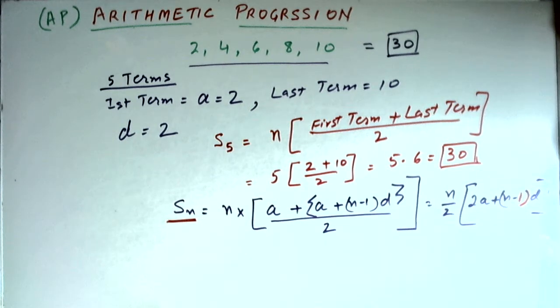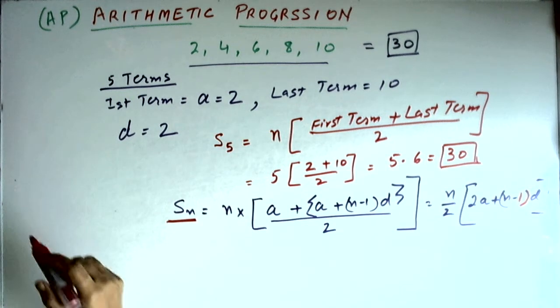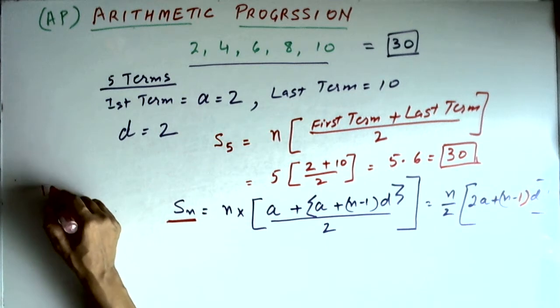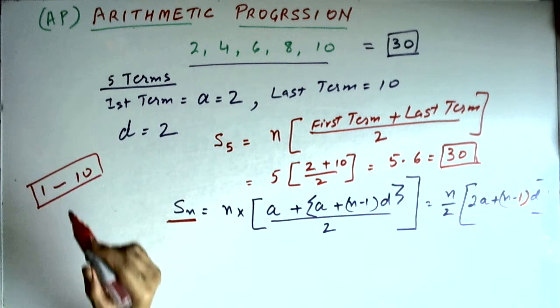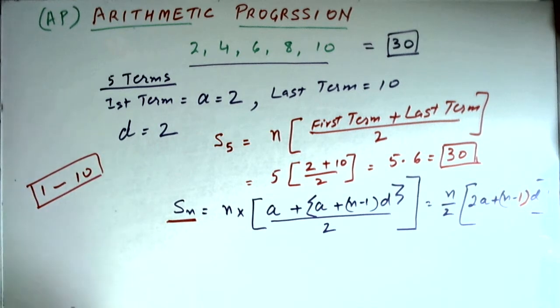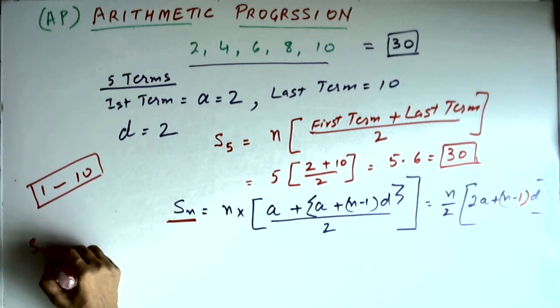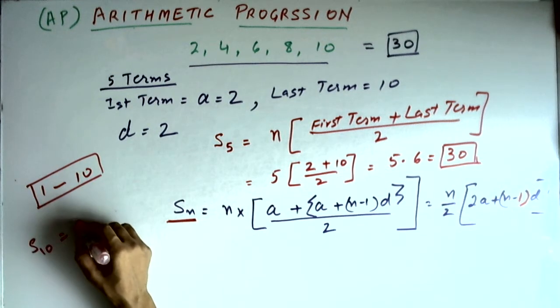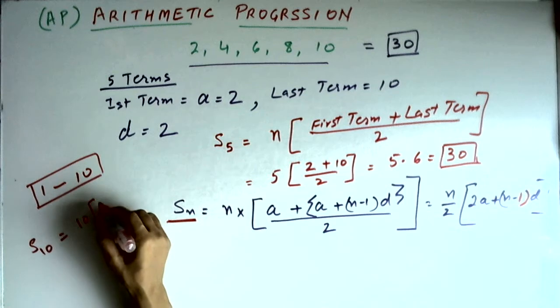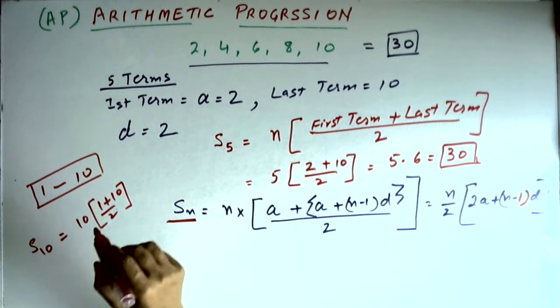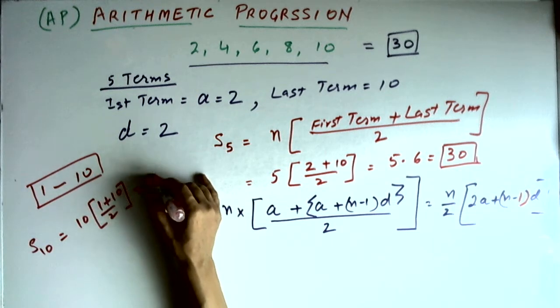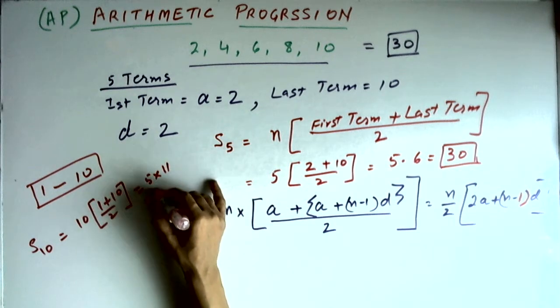Say for example, there is a simple arithmetic progression like counting, and we have to find the sum of the first 10 terms. It means find the sum of 1 to 10. How can we find it? There are 10 terms. So S10 will be equal to 10 into 1 plus 10 divided by 2, and this will become 5 into 11 equal to 55.